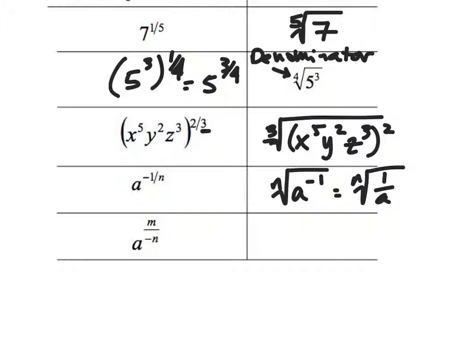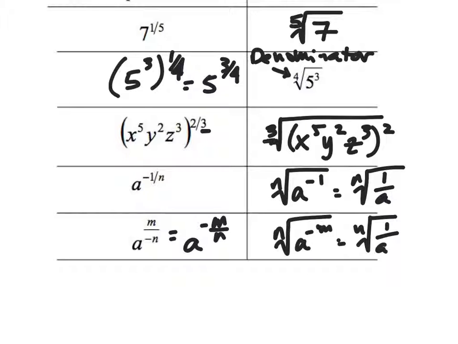Okay? A to the m over negative n power, I can rewrite this. When I think of m over negative n, I could really rewrite this as a to the negative m over n. These are equivalent statements, okay? And what I want to do is then simplify this and say the nth root of a to the negative m power, which would be the nth root of 1 over a to the m.